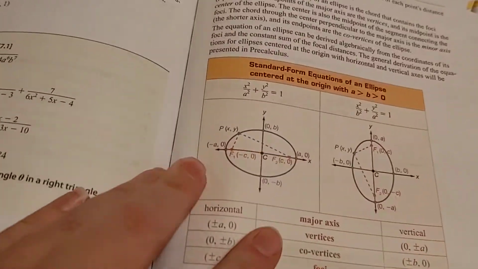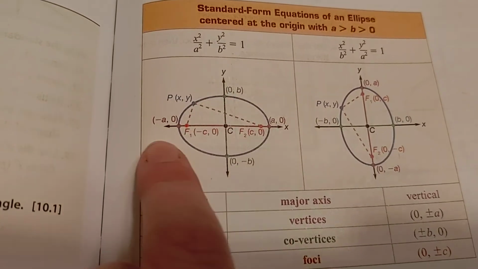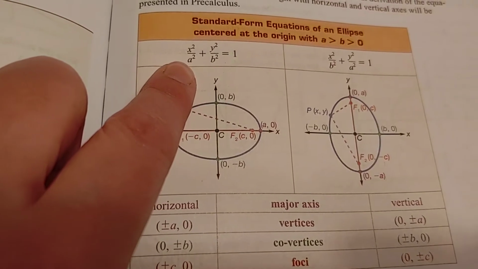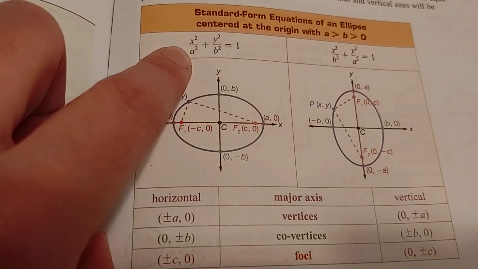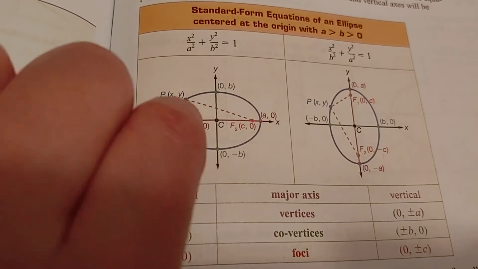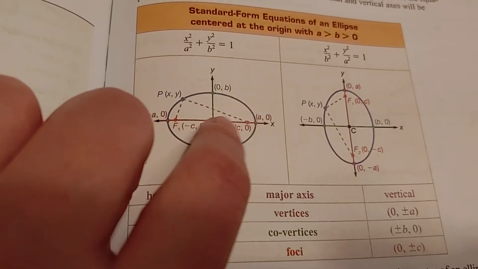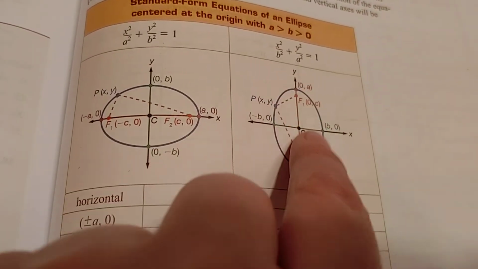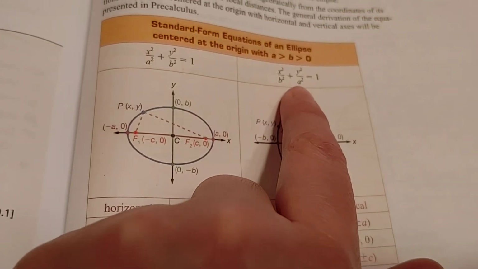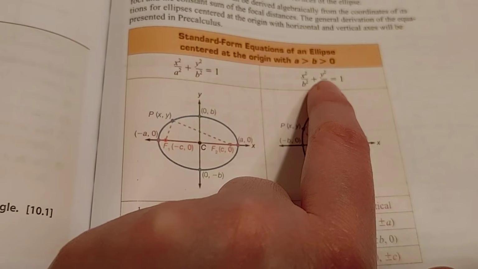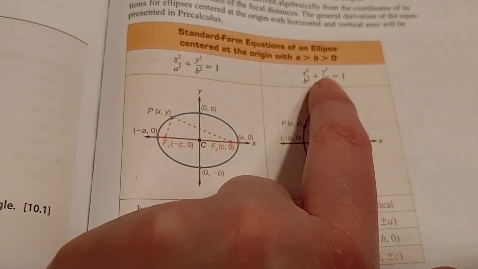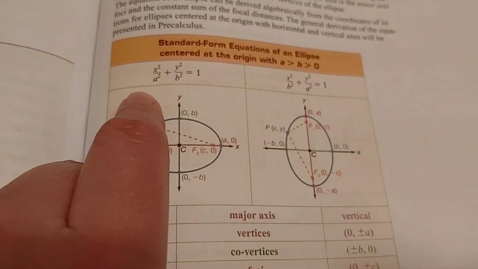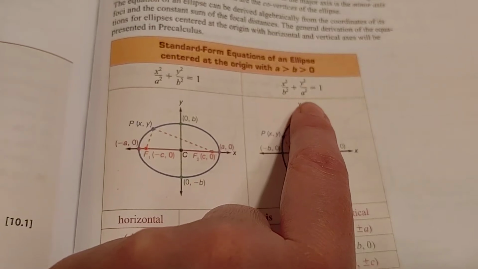So let's take a look in our chart here. Notice this is a horizontal or a wide ellipse. Look at where the A is located. This A squared is located under the X squared. So the A, or the larger value, is near the X, and the ellipse opens large along the X axis. All right, now look at this tall vertical one. This vertical ellipse opens along the Y axis, and notice that A squared is now under the Y squared. Very important to notice that. So I just want you to think of it as if the big number is under X squared, it's horizontal. If the big number is under Y squared, it's vertical.